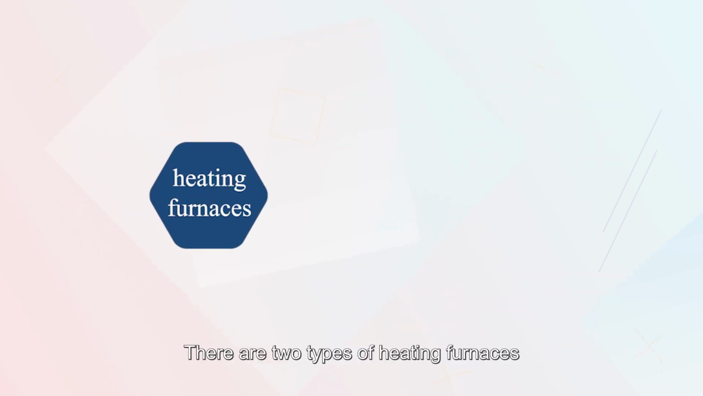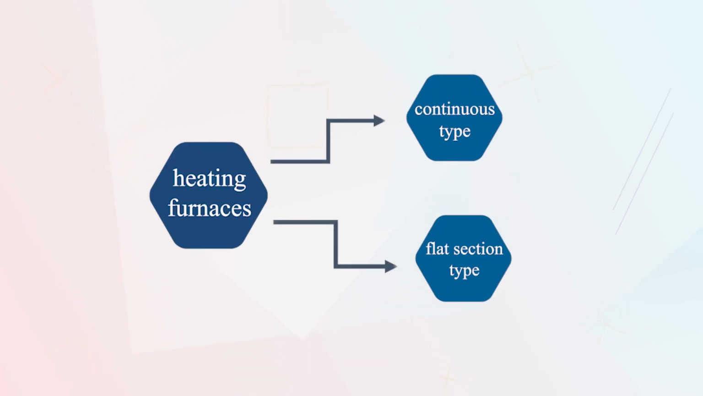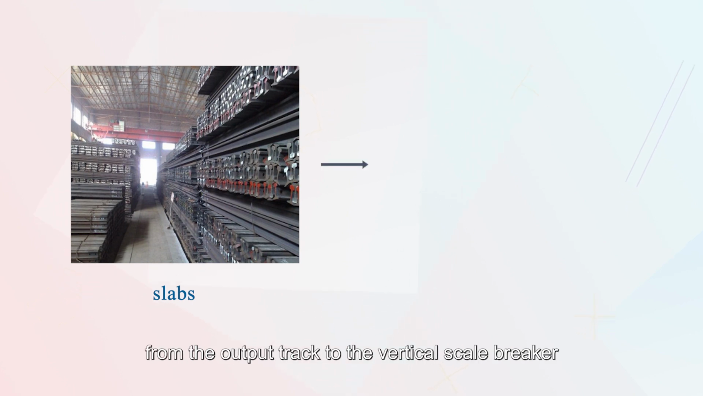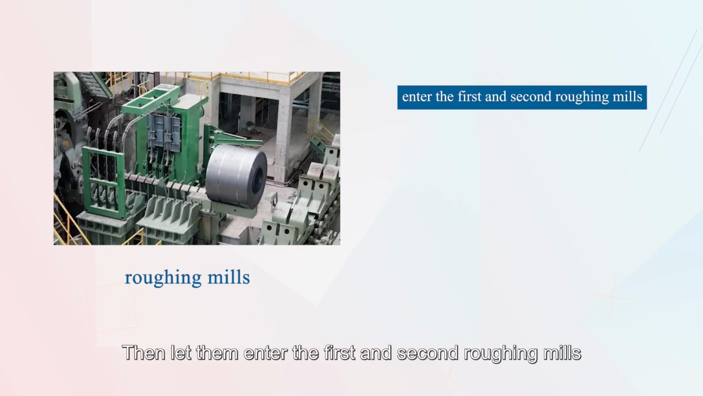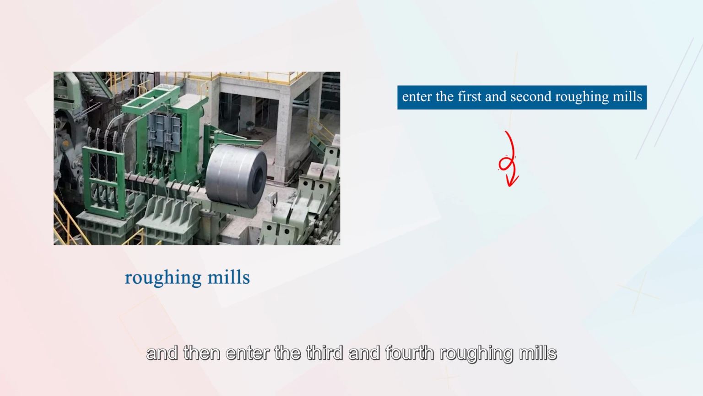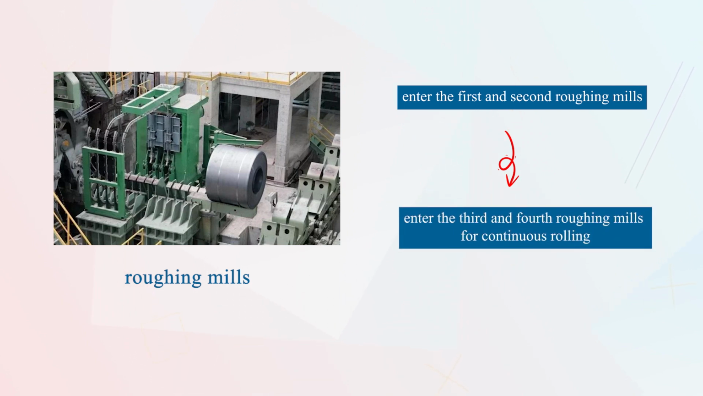There are 2 types of heating furnaces: continuous tap or flat section tap. The well-heated slabs are transported from the outpipe track to the vertical scale breaker to remove the primary scale, then let them enter the first and second rolling mills. Roll back and forth for 3 or 5 passes, and then enter the third and fourth rolling mills of continuous rolling and roll them for 1 pass.